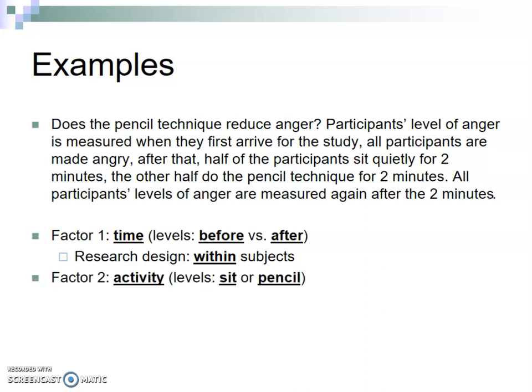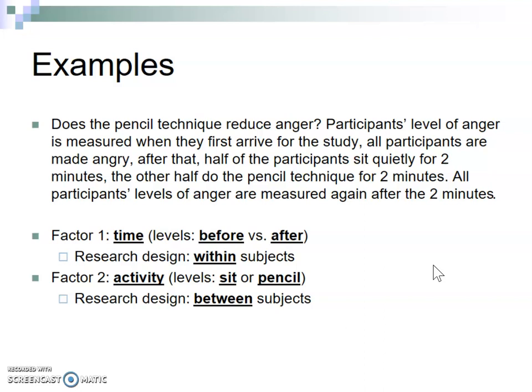The other factor in this study is activity. So the thing that the researchers manipulated is what participants did after they were made angry. So you'll notice in the explanation it says half of the participants were told to sit quietly for 2 minutes, and the other half were told to do the pencil technique for 2 minutes. So that factor is whatever activity they were told to do during those 2 minutes. So they were either told to sit or they were told to do the pencil technique. So there are 2 levels for that factor.